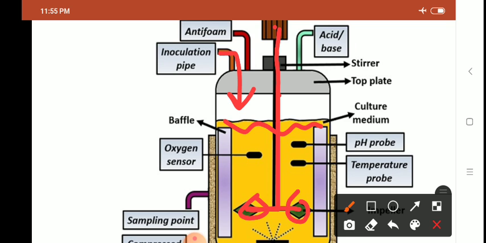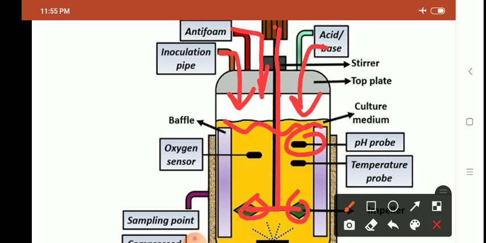In between, when foam is formed, anti-foam agents can be added. In order to check the increase or decrease in pH, there is a pH probe which will check whether the pH is proper or not, required to the optimum. If the pH is less or more, with the help of an auto titrator, acid or base can be added.